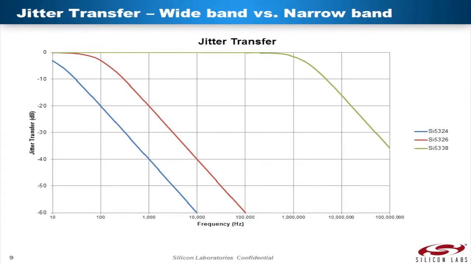It is important to understand that the selection of an appropriate loop bandwidth value is application dependent. If the clock source already has low jitter, then a higher loop bandwidth might be suitable. However, if the input clock has significant jitter, a lower loop bandwidth should be considered. In these situations, the system-level jitter requirements need to be considered.